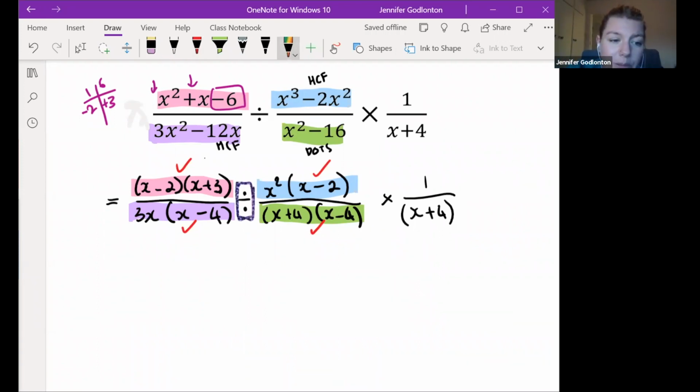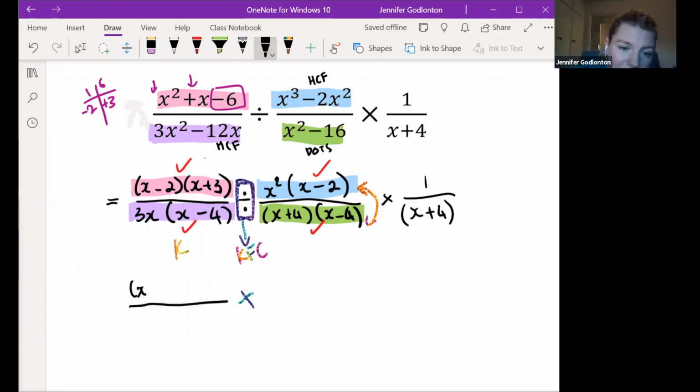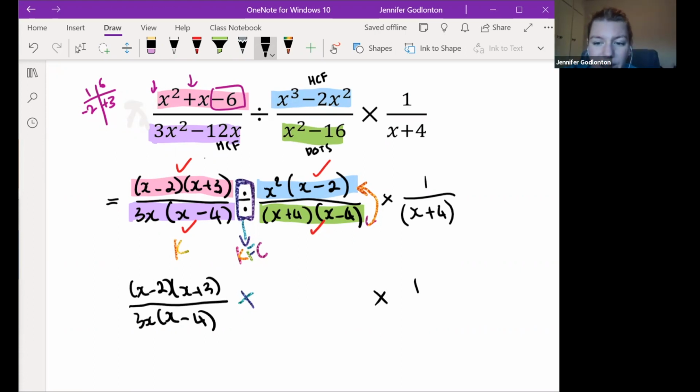Next part of the question, you've got to be careful. We've got a divide sign. Now, when we have a divide sign, we need to think of KFC. So we're going to keep the first fraction. We are going to change the sign, and we are going to flip the second fraction. Yes, absolutely. Totally fine if you wrote it like that. Okay, so I want you to think very carefully. We're going to keep the first fraction. We're going to change the sign. We're going to flip the second fraction. And this one will stay the same because nothing's happening to it.